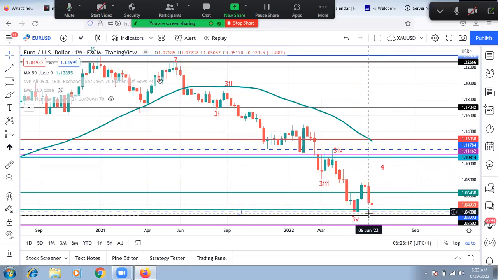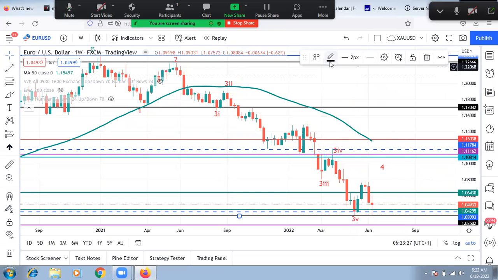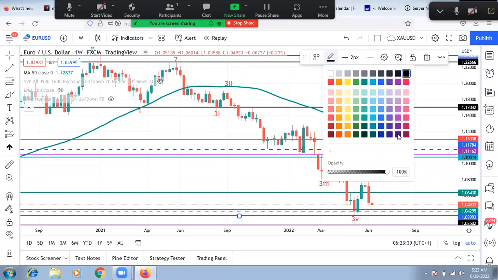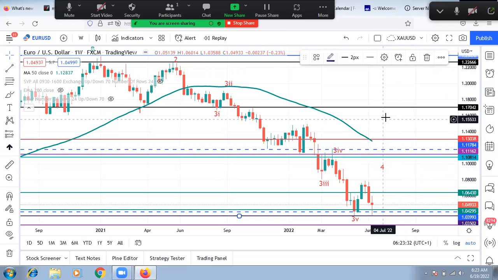Now, let's concentrate on this wave A. We have to concentrate now on this wave A. Let me change this color because we are within the correction, so that we now know that, okay, we are dealing with that correction.